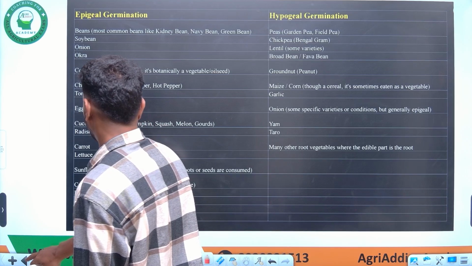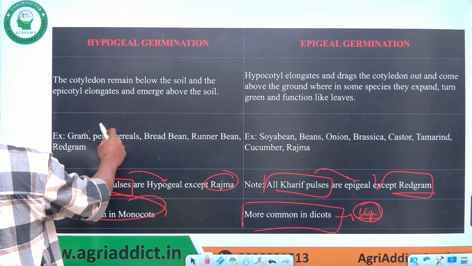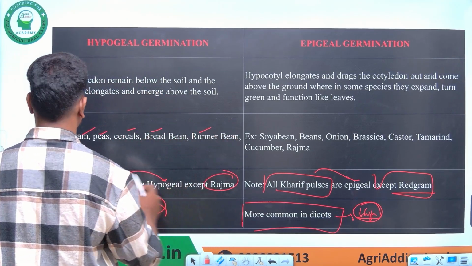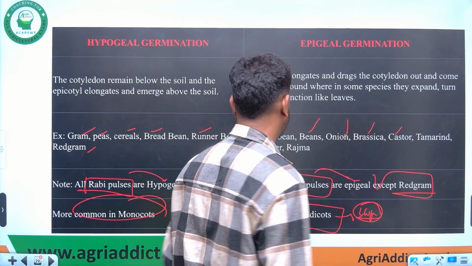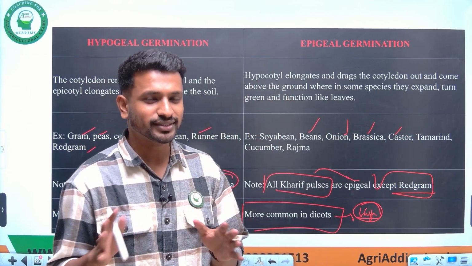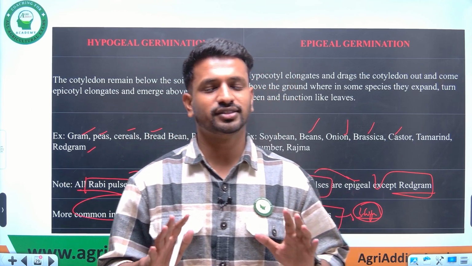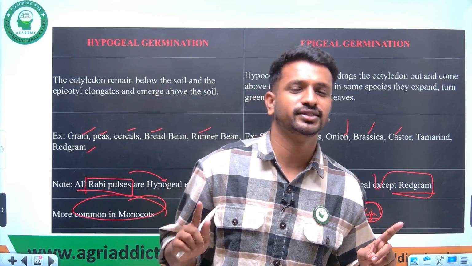Other than that, try to remember the other examples like gram, peas, cereals, bean, runner bean, red gram, and here you have soybean, beans, onion, brassica, castor, tamarind. These examples you can't learn in a single day. You can't remember all of this in a single day.